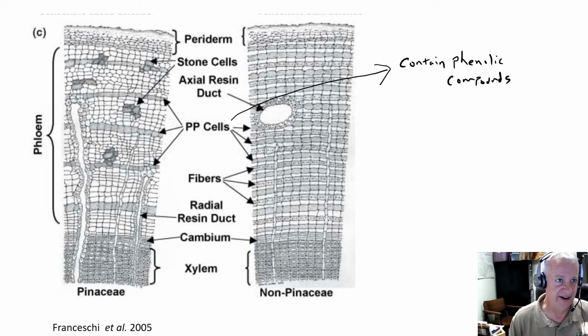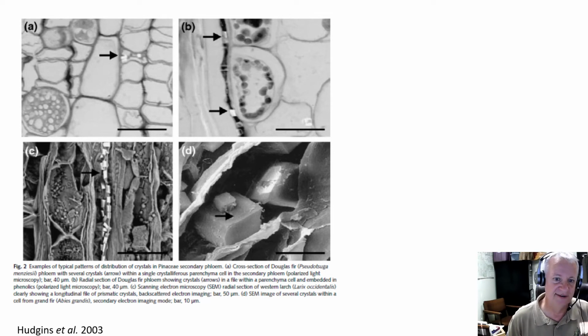Also in the secondary phloem are cells that have calcium oxalate crystals embedded in their cell walls. So this is yet another defensive mechanism, those extracellular crystals. This is an example of a calcium oxalate crystal, and you can see them here in these micrographs. Those are, again, just hard, sharp structures that provide an additional layer of defense against herbivores or pathogens in these cells in the secondary phloem.